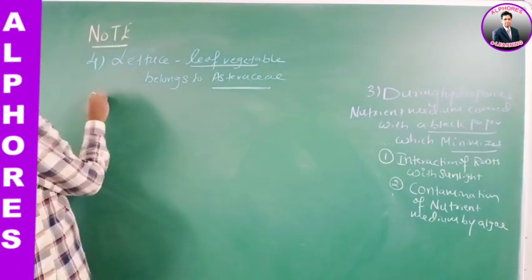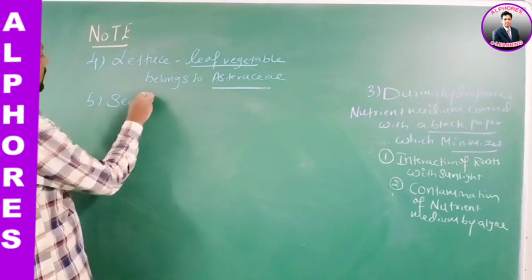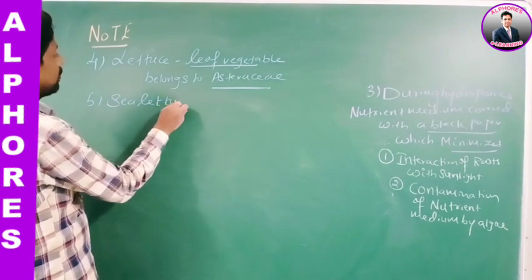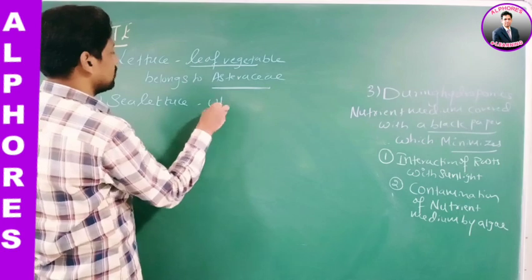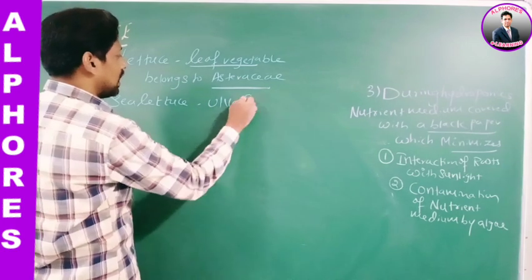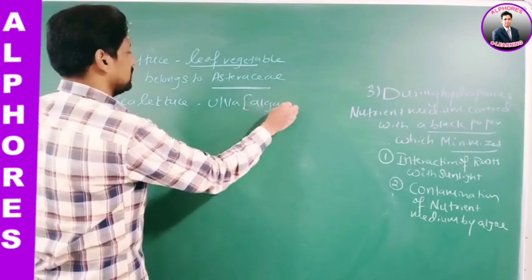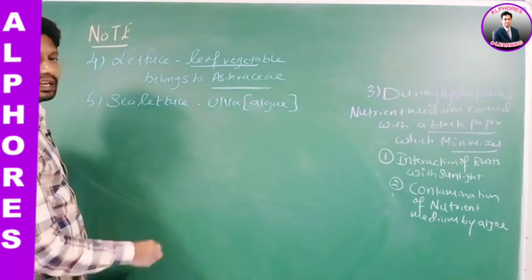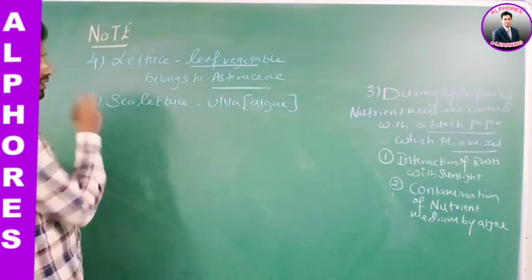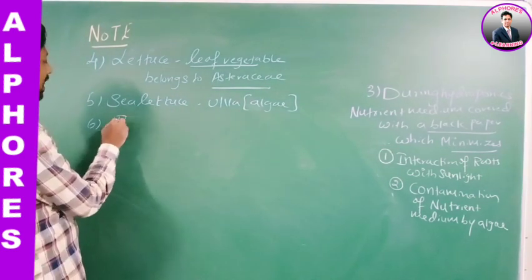Okay. Number 5, sea lettuce. I already told this statement. Sea lettuce means nothing but Ulva. Ulva is an algal member, right? It's algae. Next, number 6, protoplasmic elements.